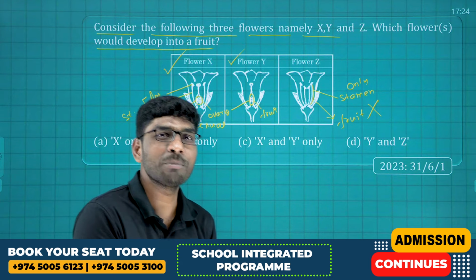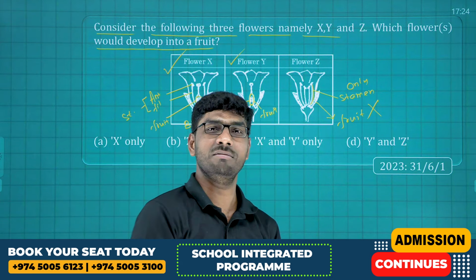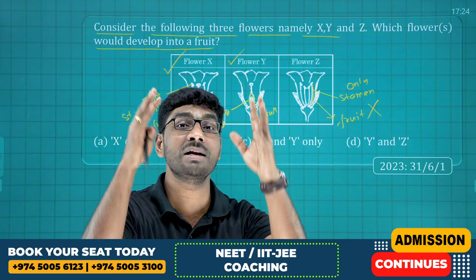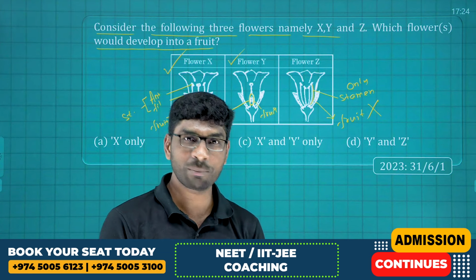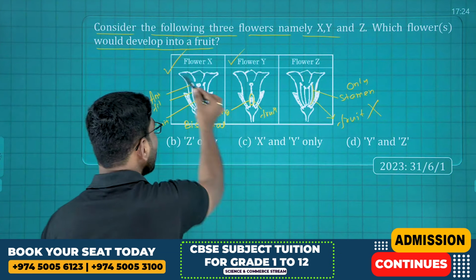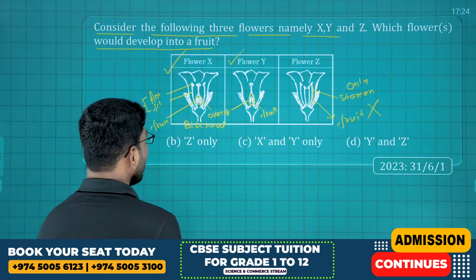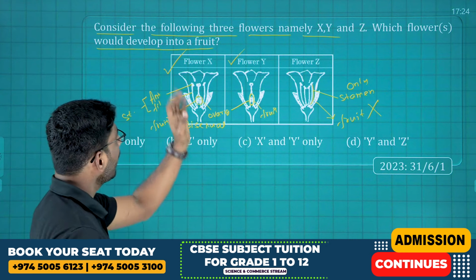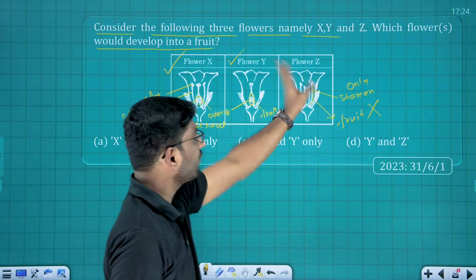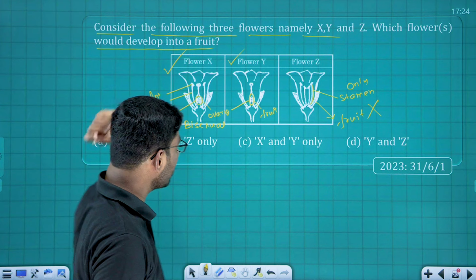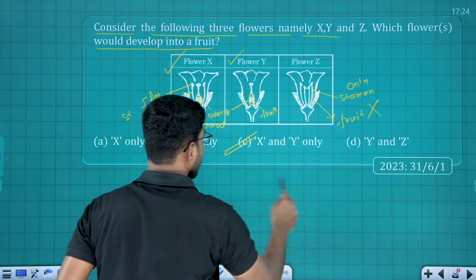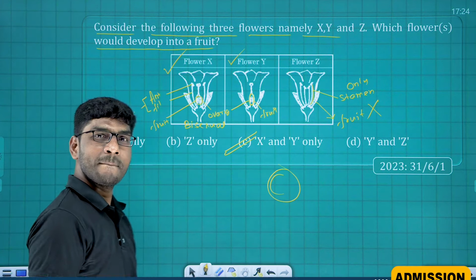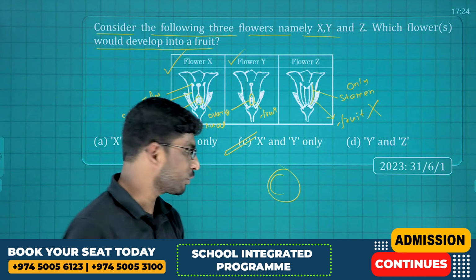Fruit. Why? Because there is no ovary. They bear only male reproductive part. Did you get my point? So what is the correct answer? XY. XY will produce the flower. XY will produce the fruit. Z does not produce. Find out the correct answer. XY only. Option C. Am I correct? Shall we go to the next question?